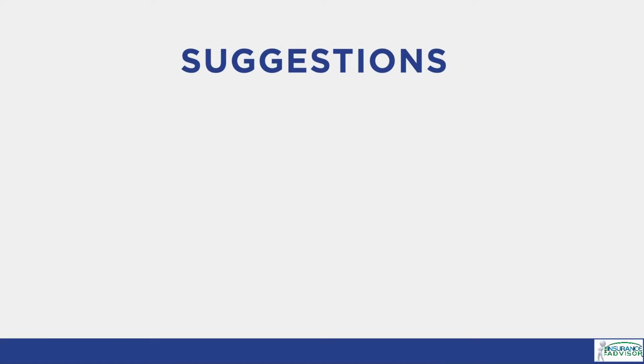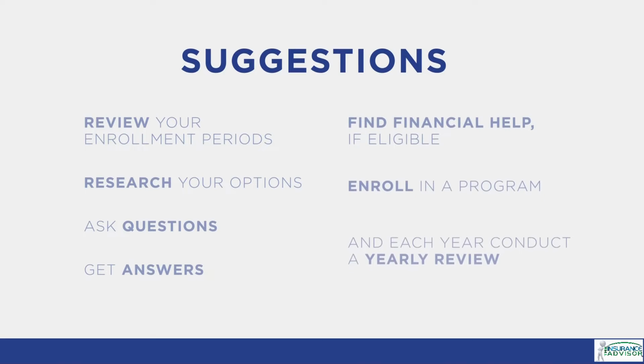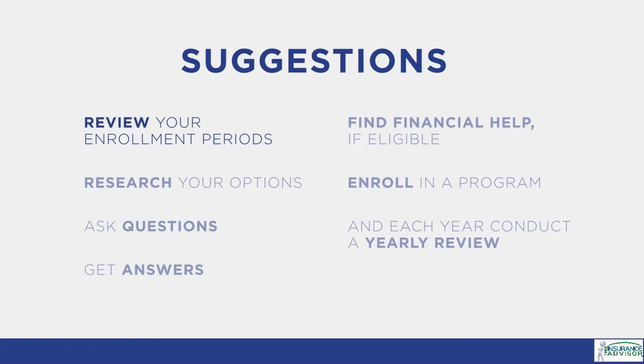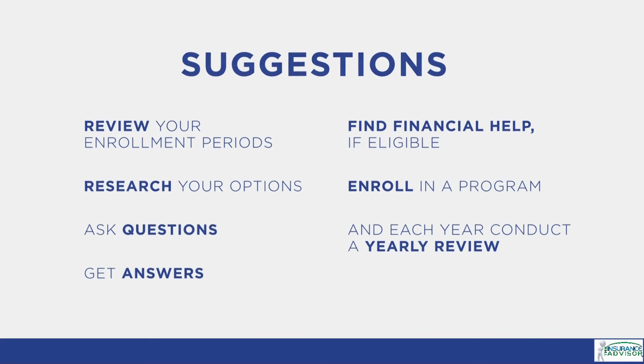As a parting word, a few next steps we suggest would be to review your enrollment periods, research your options, ask questions, get answers, find financial help if eligible, enroll in a program, and each year conduct a yearly review. When the time comes to make a decision for your Medicare plan, it is essential to speak with a licensed agent for guidance. We want to make sure we provide you with all the options and help you pick a plan that is best suited for you.